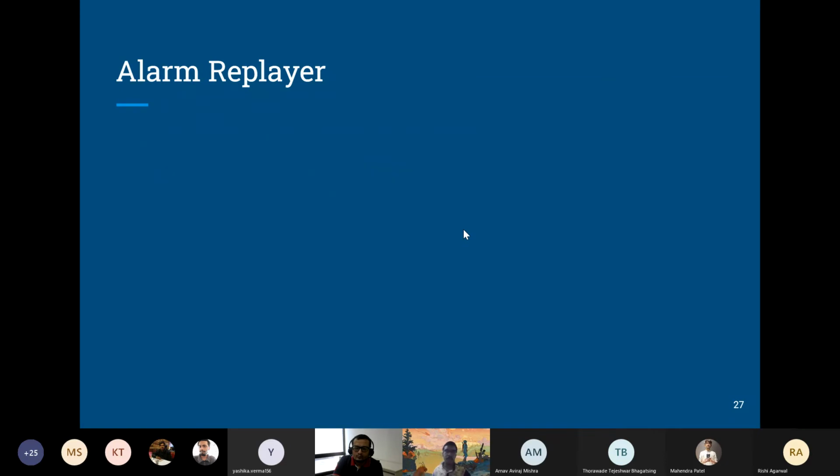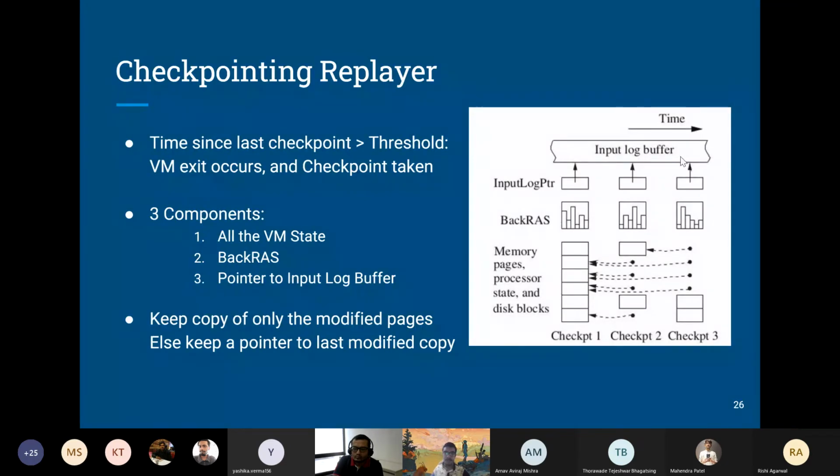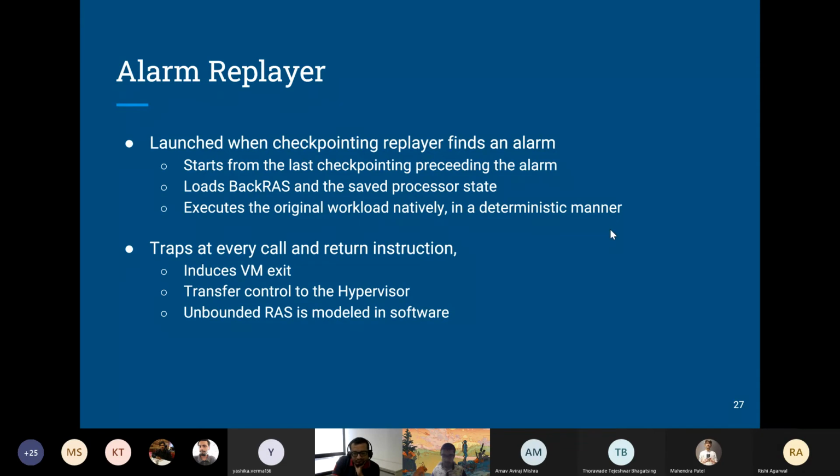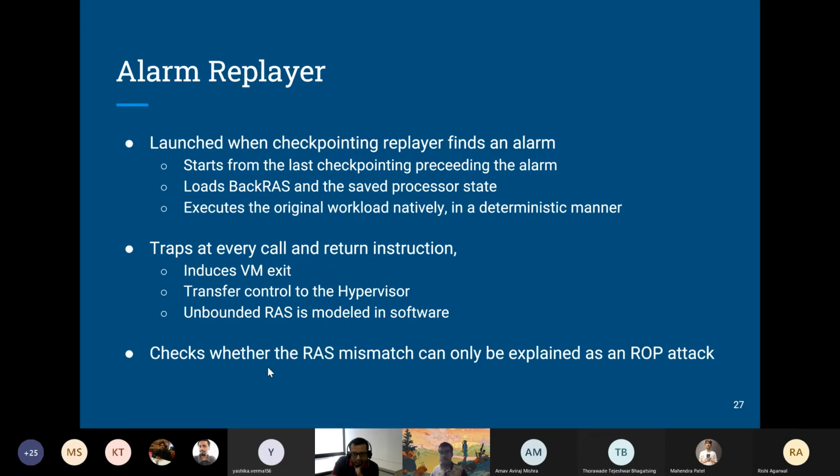Okay. So what does the alarm replayer do? In the input log, you might find alarms, for example. There are inputs over there, but of course there could be alarms because possibly a RAS misprediction occurred, which was recorded in the log. So when the CR finds an alarm, it launches this alarm replayer, and it could launch from any of the checkpoints, load all the saved state and execute the whole workload, however, performing detailed analysis. Earlier you just managed to do things with the limited hardware RAS, but now you have to simulate an unbounded RAS inside software. That's how you detect whether an alarm is actually a false positive or a real ROP attack.